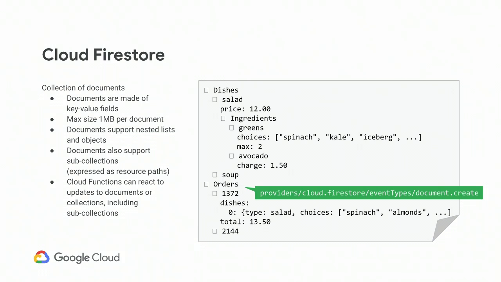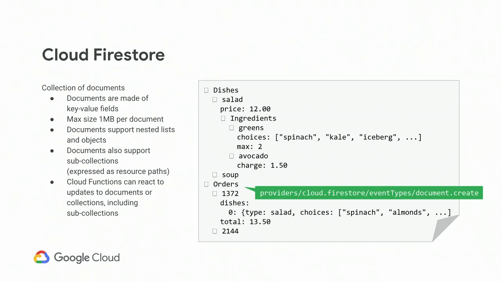OK. So a little bit about how I've laid out data in Firestore. If you haven't used it, Firestore is a document database. So it holds collections of documents under different names. And an individual document can have further collections under it. So you can see under salads, we have a bunch of different choices, like what greens do you want, and do you want avocado for an extra charge?